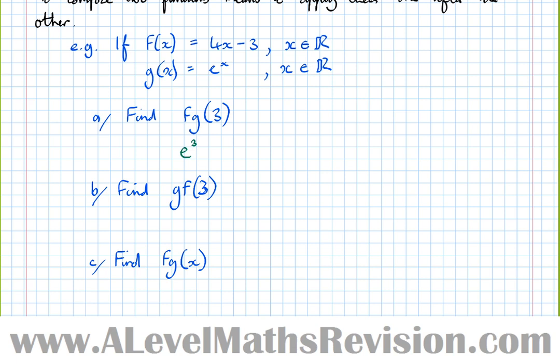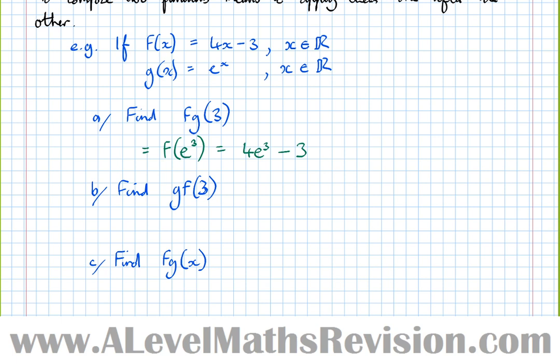But after it's been e'd by the g, the f is still waiting in line. So that f now needs to be applied to e cubed. So f takes whatever it sees, in this case x, times it by 4, then takes 3. So that's what's happening here. Timesing it by 4, then taking 3. And that's the answer. I think answers are always better exact unless otherwise asked. So I would always give my answers exactly.